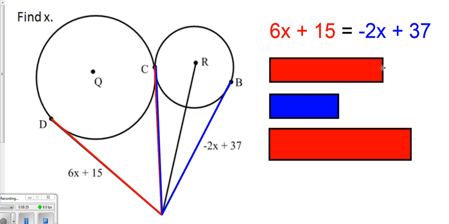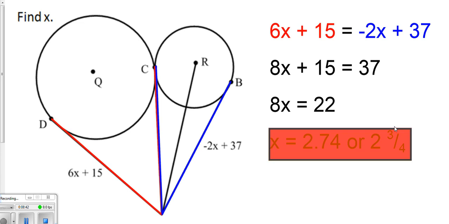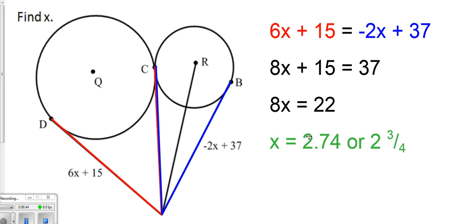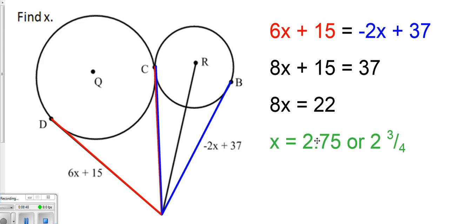Now we can just solve it like any of our equations. Add 2x to both sides, we get 8x plus 15 equals 37. Subtract this 15 from both sides, and we get 8x equals 22. And then divide both sides by 8, and we'd get x equals 2.75, or that's 2 3/4. So you can write it either way, decimal form or in a fractional form.